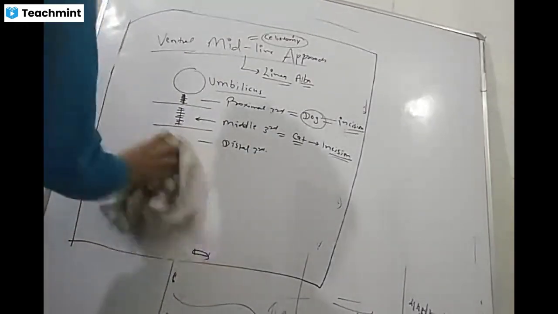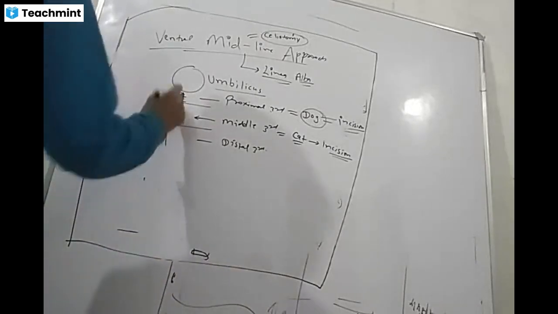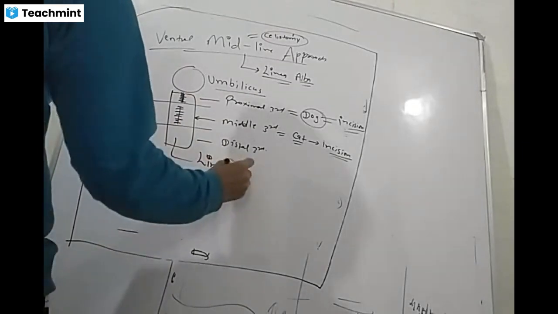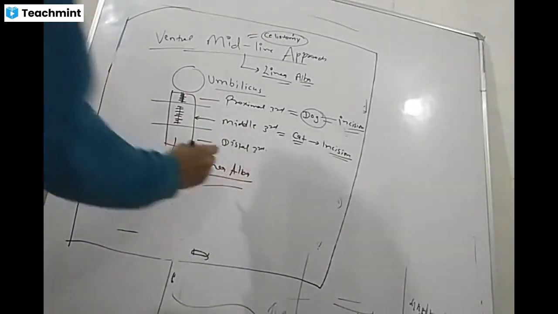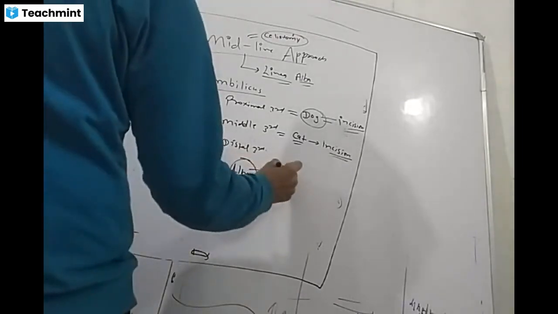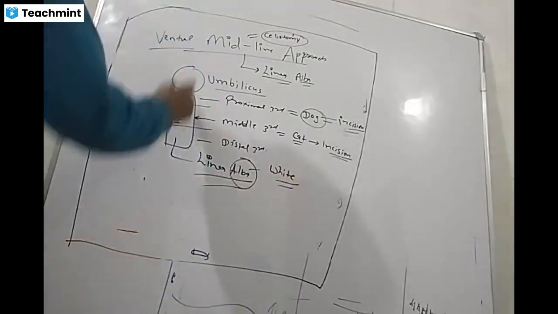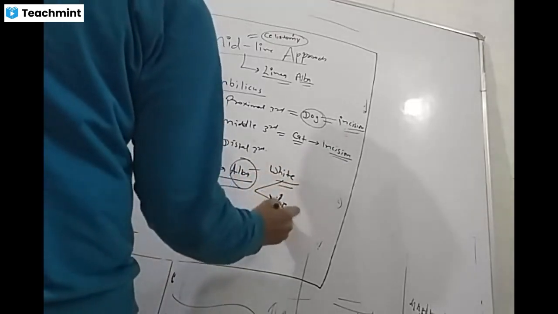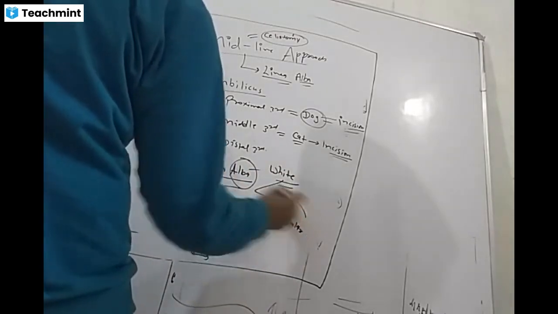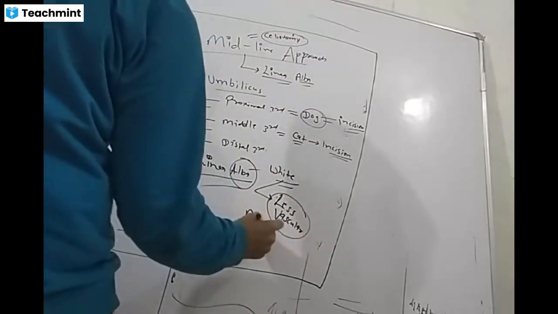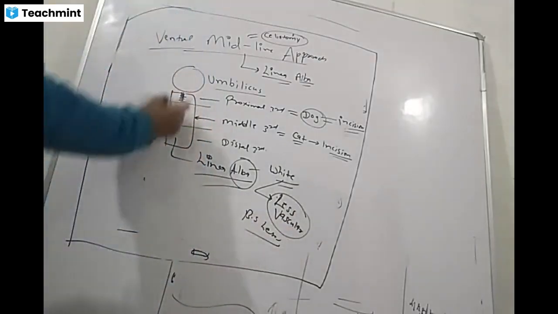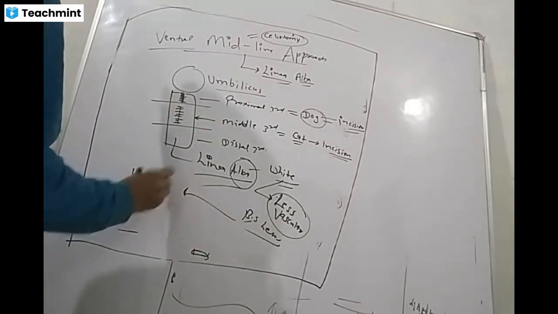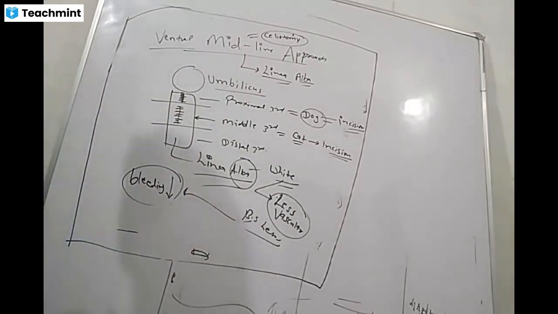The advantage of this approach is this structure is called linea alba. The word alba means white. Why is it white? Because it is less vascular. The blood supply is less. So if you take your incision here, then the chances of bleeding will be less. So this is the advantage.